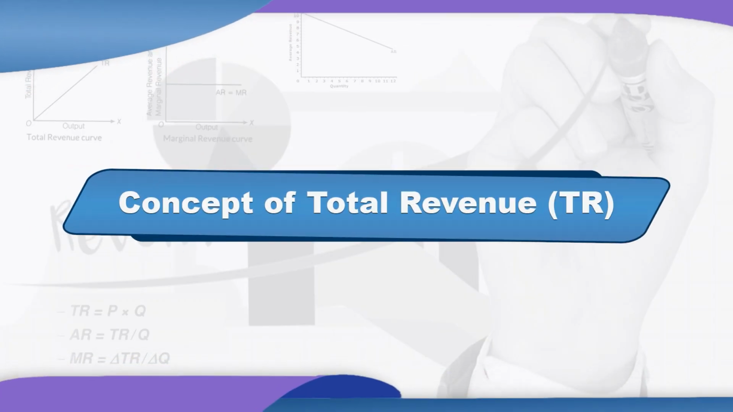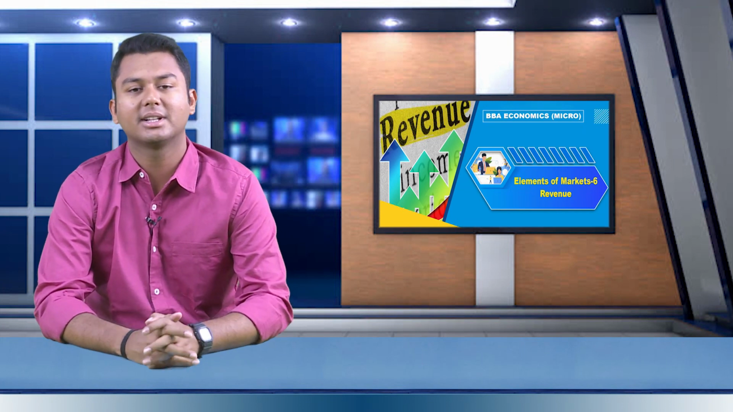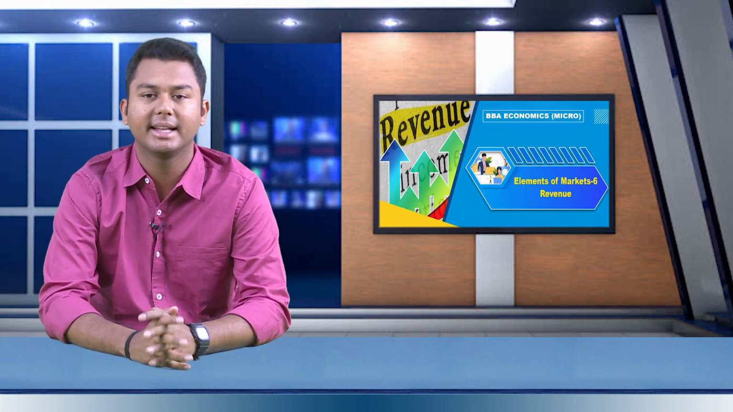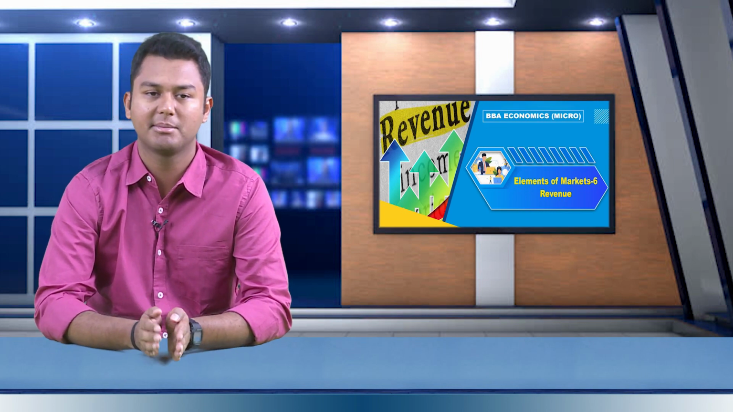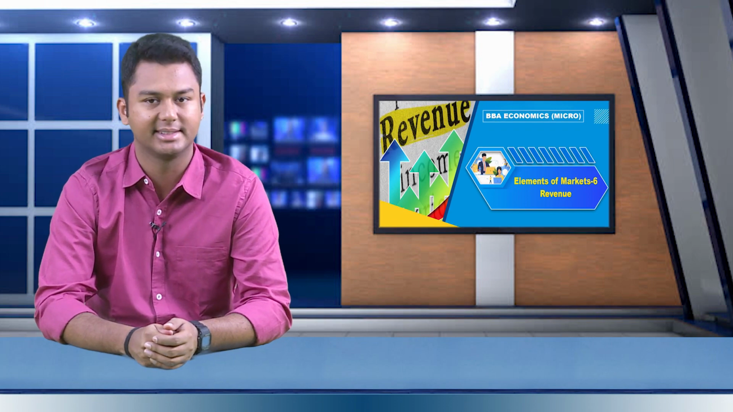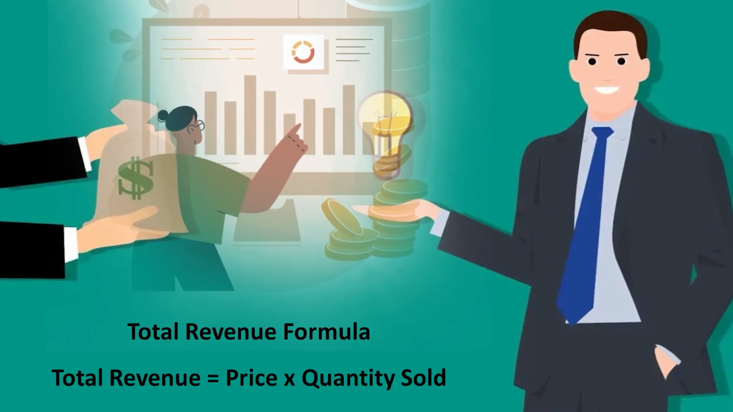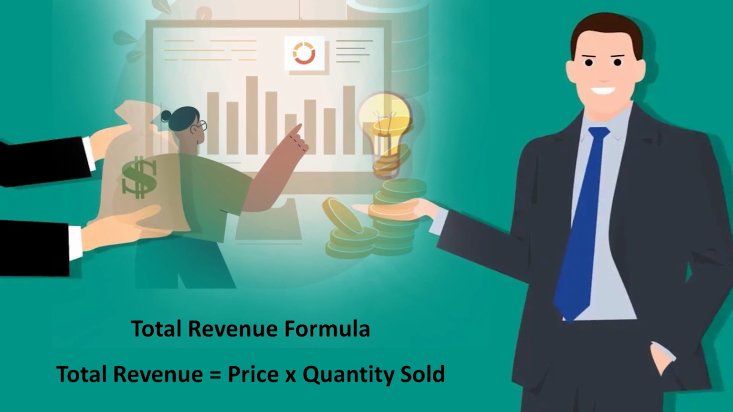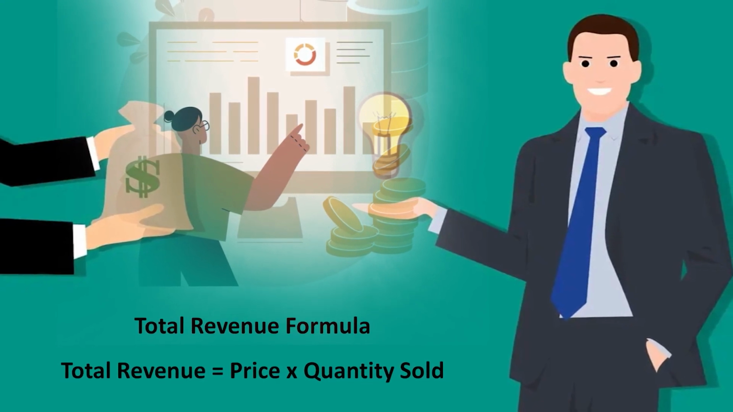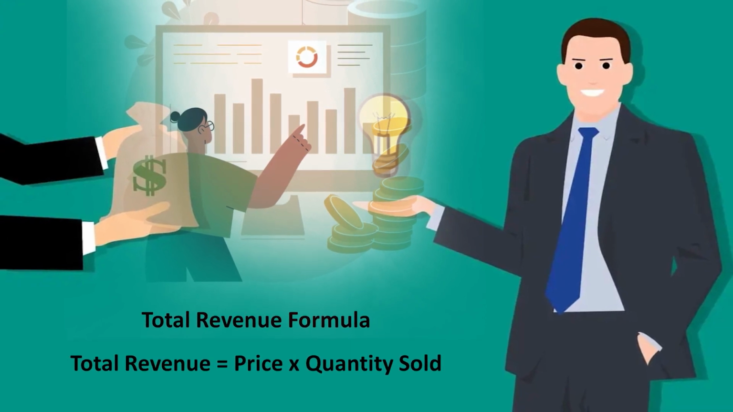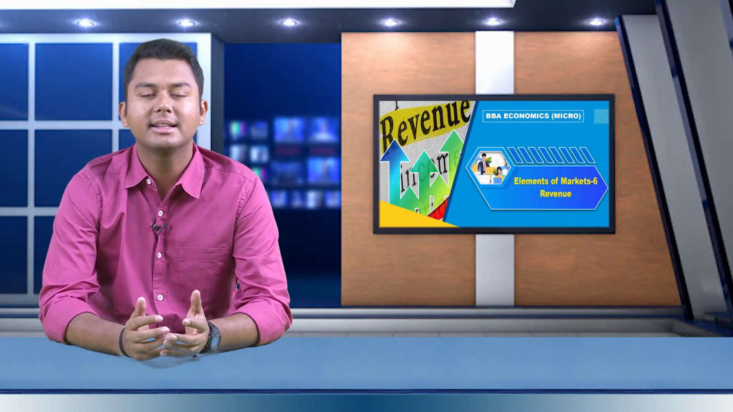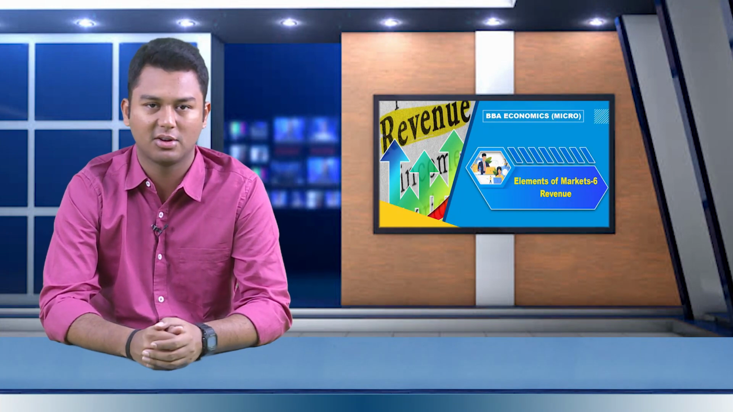Let us now look at the important concepts, starting with the concept of total revenue, or TR in short. TR, or total revenue, is a fundamental concept in economics that refers to the total amount of money a firm receives from selling its goods and services. Understanding total revenue is crucial for business as it helps in evaluating their financial performance, making pricing decisions, and planning for future growth. Let's look at a detailed explanation of this concept.